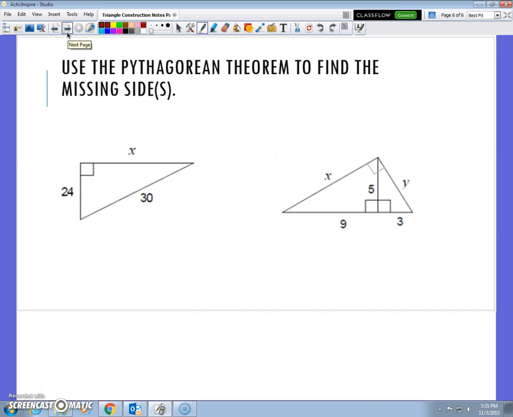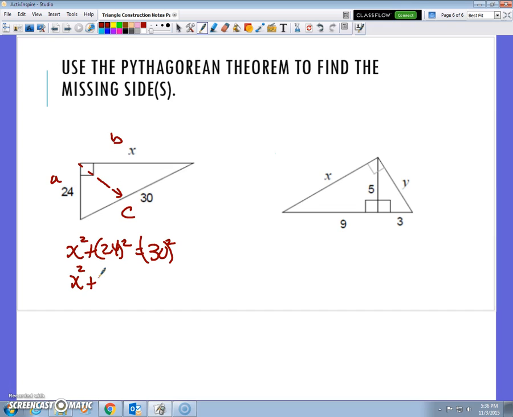Once again, we need to make sure we know which variable we're solving for, if we're finding the hypotenuse or a leg. In this case, this one over here is going to represent C, 30. This would be an A value and a B value, or vice versa. And this would be a C value. A and B, once again, represent legs. And so we're going to say x squared plus 24 squared equals 30 squared. And once again, it's just a matter of solving for your unknown, your variable.